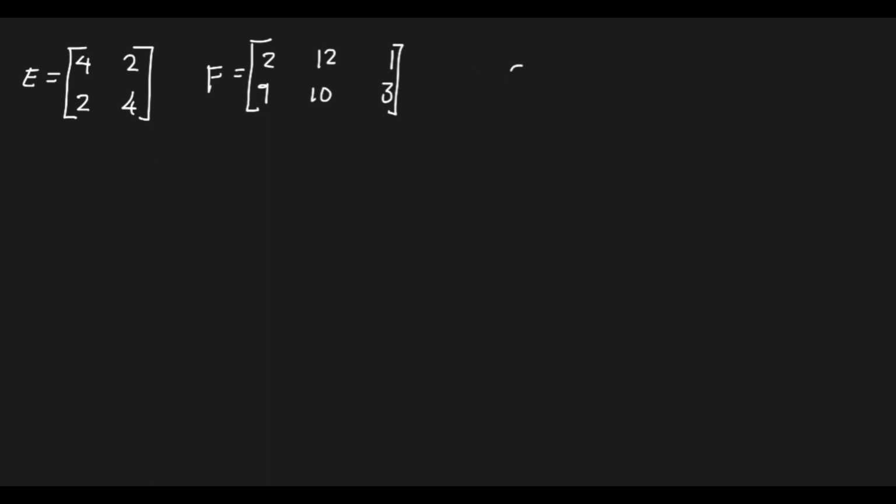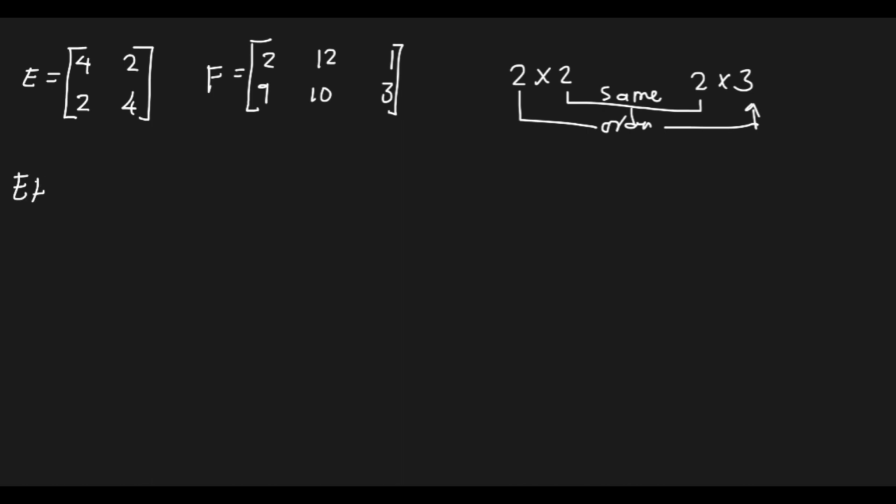So matrix E is a 2 by 2 matrix. Then F is a 2 by 3 matrix. So you can see that we have the same numbers, so we can go ahead and multiply the two matrices. Then the outer numbers will give us the order of our answer. So the order will be a 2 by 3 matrix. So let's find EF.